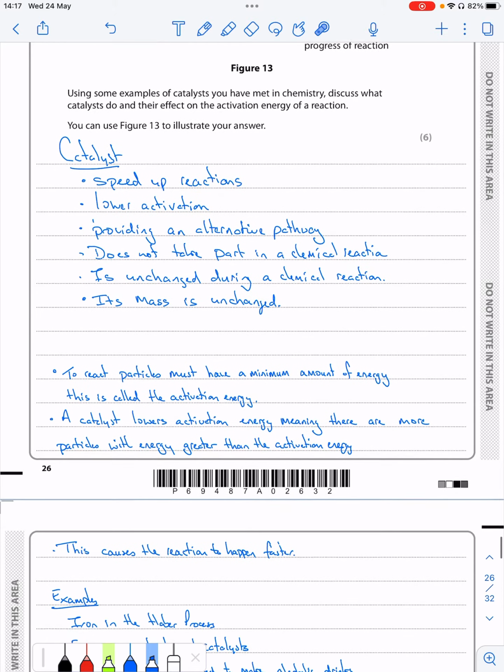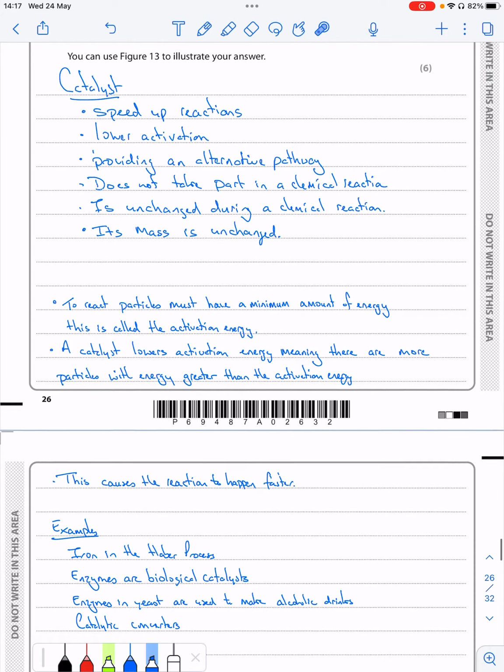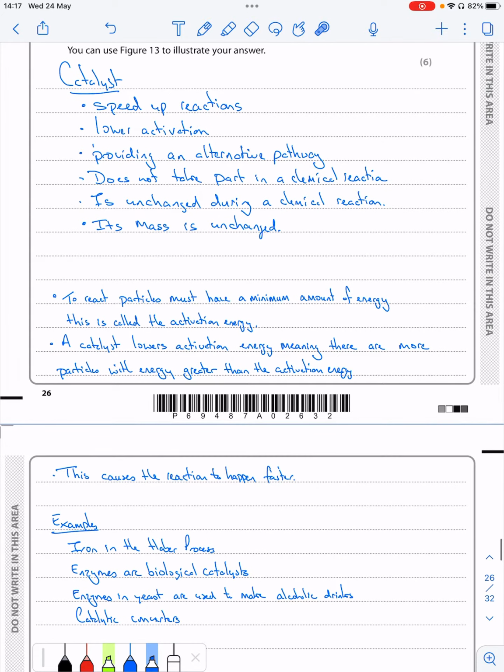Other things to then talk about is explaining reaction particle theory. So for a reaction to take place, the particles must have a minimum amount of energy when they collide, and this is called the activation energy. A catalyst lowers the activation energy, meaning that there are going to be more particles now whose energy is greater than the activation energy required to react, and therefore the reaction is going to happen faster.